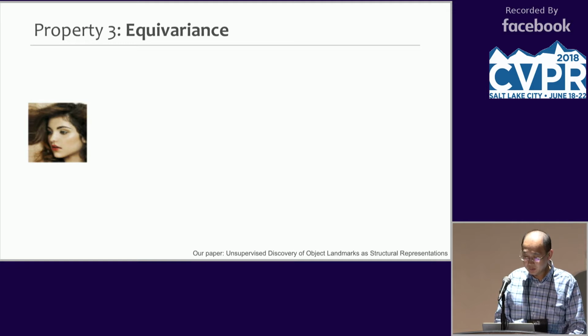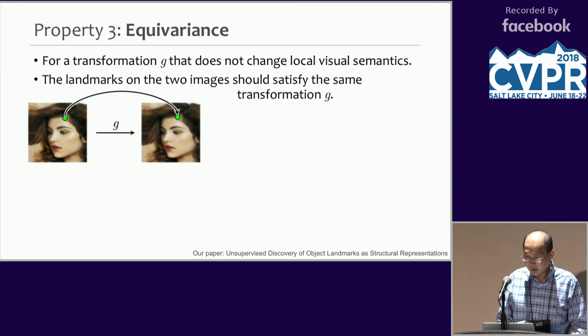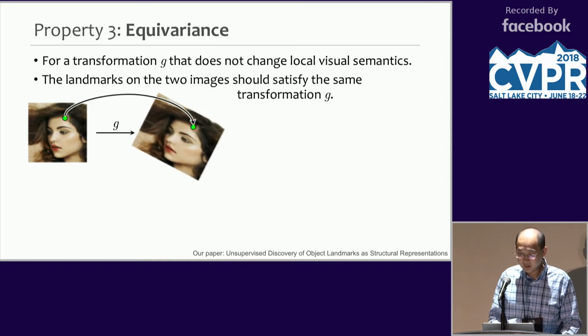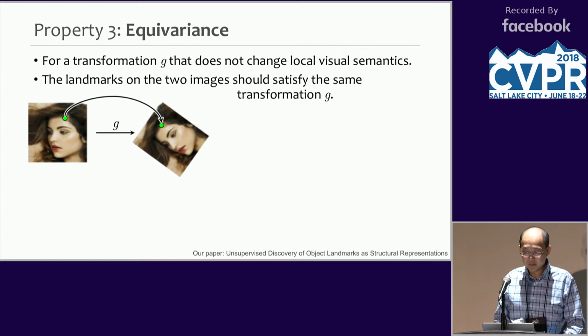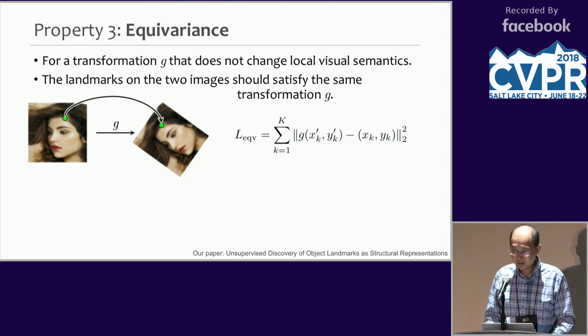The most important property of a landmark is to localize a visual semantic pattern stably. Suppose we have a transformation that is not destructive to the visual content. When it is applied to the image, the landmark should move accordingly to the same transformation. Only in this way, the landmark can localize the same pattern stably. This property is called the equivariance, and it can be constrained by this equation.